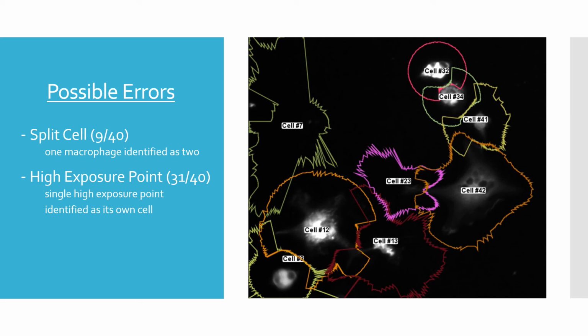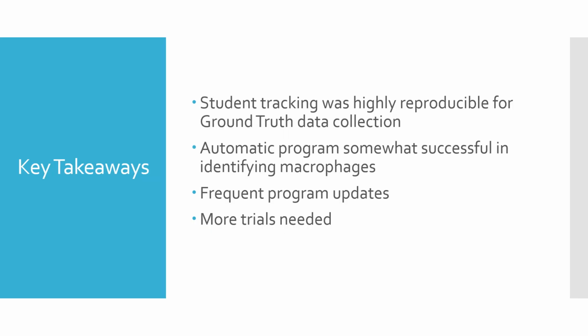However, many of them only lasted for a few frames at a time, so we could potentially factor out most of these errors by implementing a minimum persistence length requirement to identify a cell as a macrophage. Some of our most important takeaways from this project were that the Seg2Track's program was easy to use for students and allowed for highly reproducible data collection that could be used as a ground truth in future research.